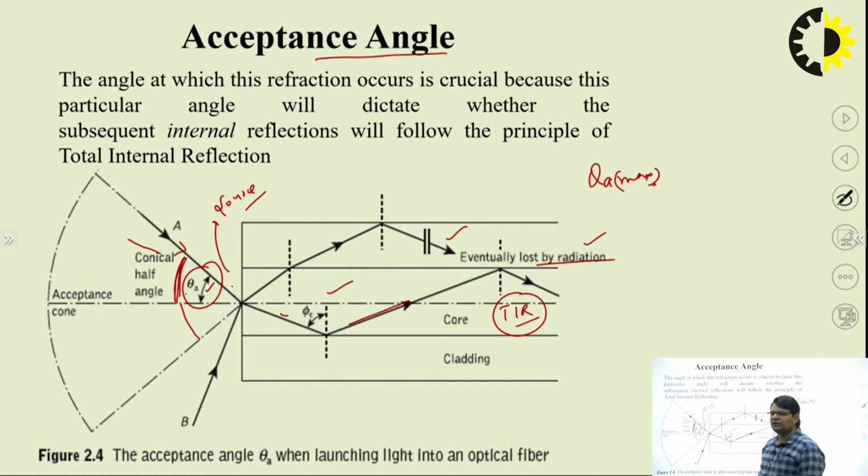Twice theta A is known as the acceptance cone. We must place the optical source within this angle range, or within the acceptance cone. Only then will light inside the fiber propagate with the help of total internal reflection. Otherwise, light will go into the cladding and will eventually be lost in the form of heat or radiation. This is the maximum allowed angle.